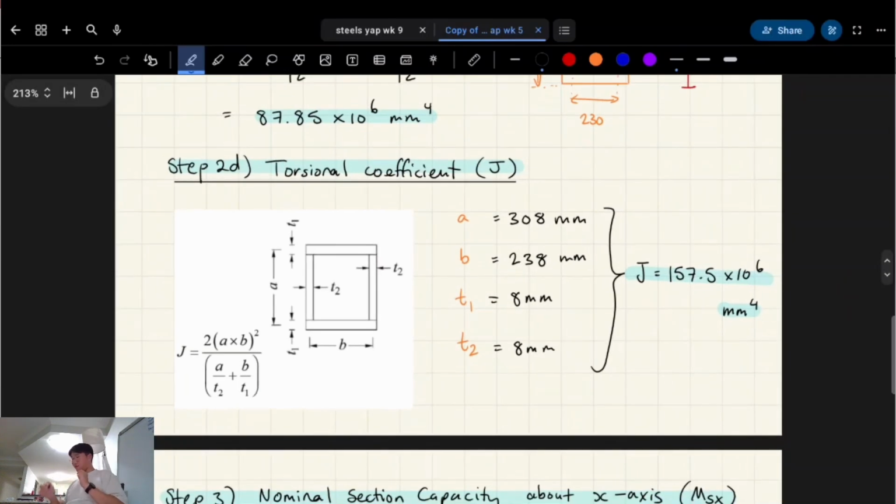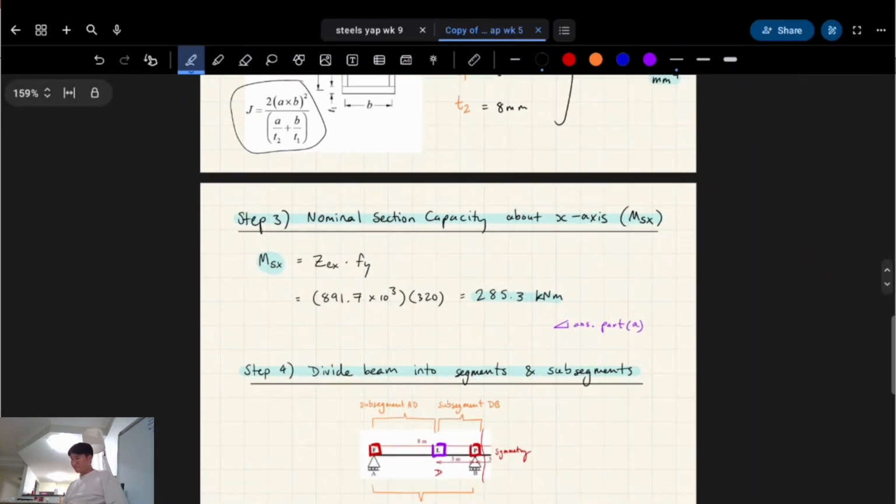So the torsional coefficient formula is literally only for rectangular hollow sections. Hamid just provided this formula in the assignment. And if they get you to do a custom section for an assignment, they'll pretty much always give it to you because it varies so much shape to shape. You just plug it in and you get J.